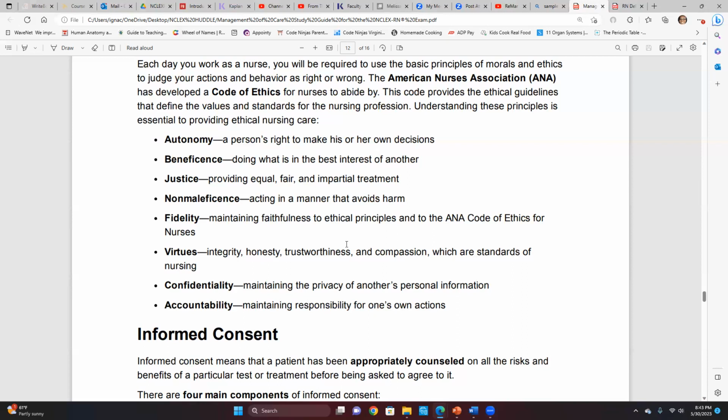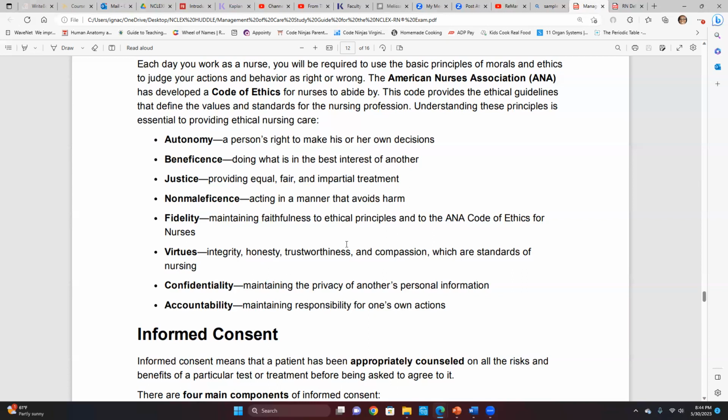Non-malfeasance is doing no harm. We don't want to harm our patients. Fidelity is going to be faithful. And so if I tell my patient that I'm going to come back and check on you in 10 minutes, come back in 10 minutes. Now, if you're not able to come back, something may have happened, let someone know: can you please go tell Mrs. Smith that I can't check on her right now, but I'll be in as soon as I can? Because that way you're going to be able to build trust with your patient, right? Virtues: integrity, honesty, trustworthiness, and compassion, which are standards of nursing.